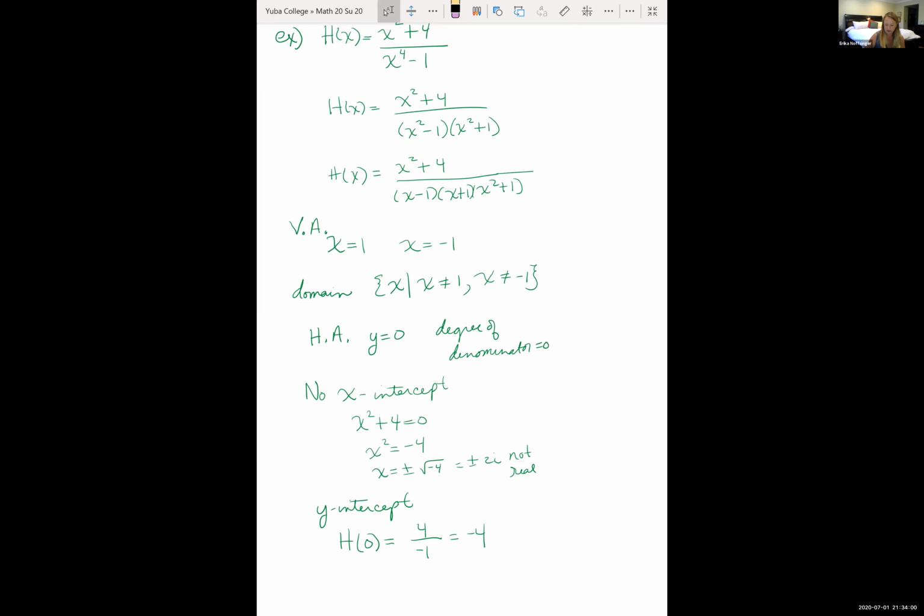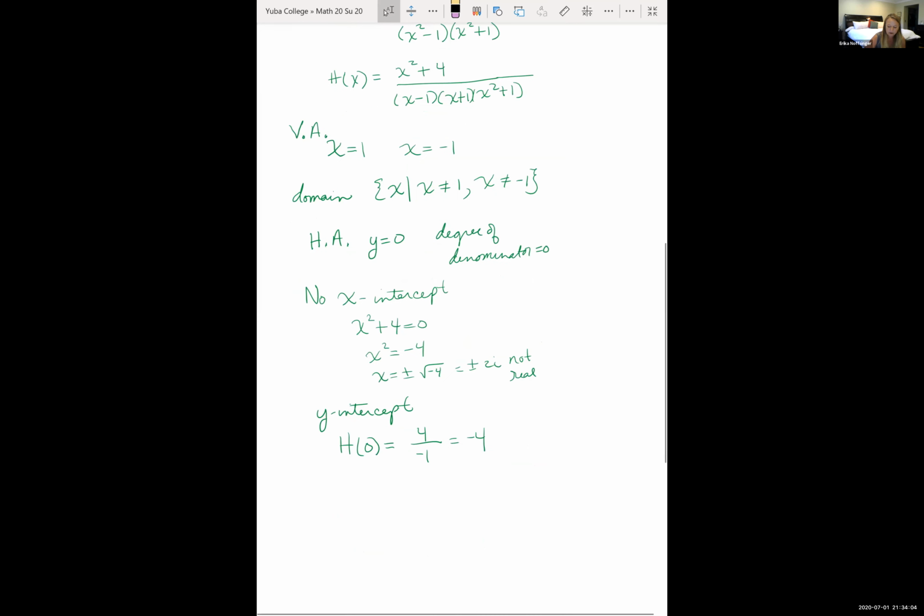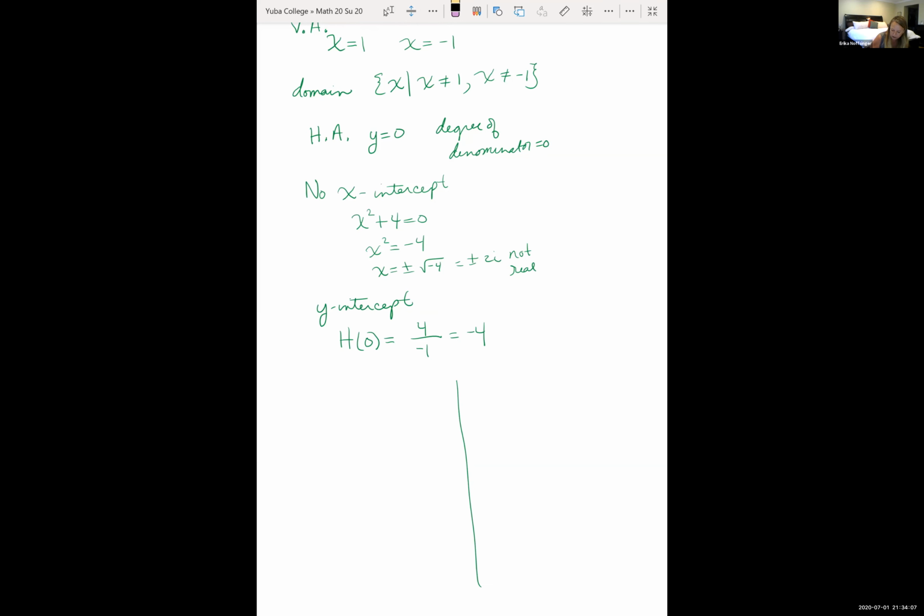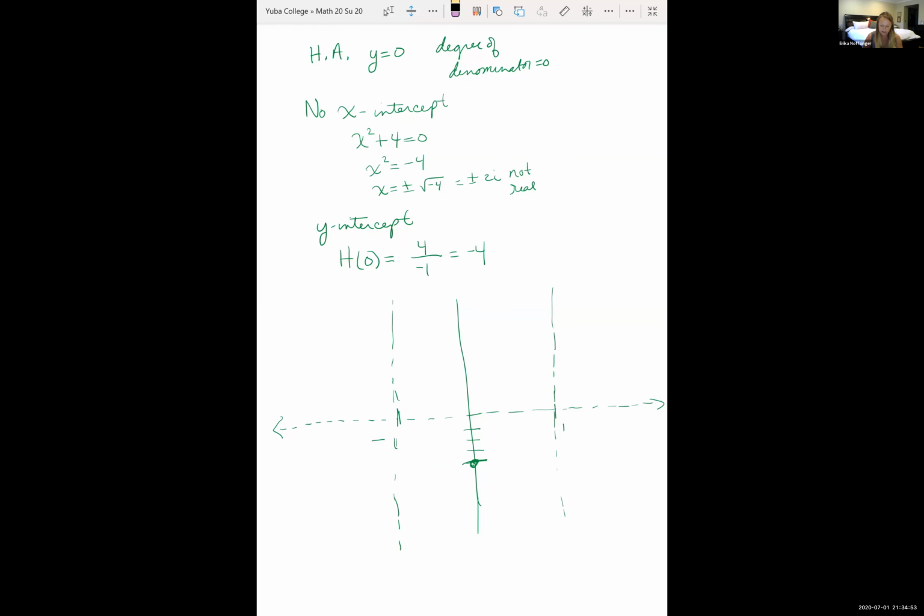Okay, so we have two vertical asymptotes, and we have a horizontal asymptote at the x-axis. So I'm going to do my dotted line on my x-axis. And we know at negative 1, so I'm going to make it a little bigger, we have a vertical asymptote, and at x equals 1, we have another vertical asymptote. And I have a y-intercept at negative 4, and no x-intercepts.